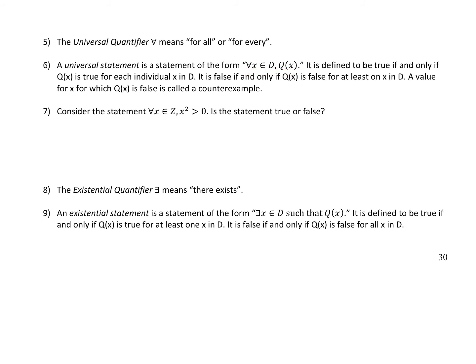Okay, it is defined to be true if and only if Q of x is true for each individual x in D. False if and only if Q of x is false for at least one x in D. And if you can find a value in D that makes Q of x false, we call that a counterexample.